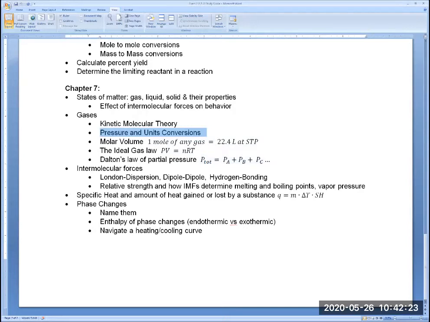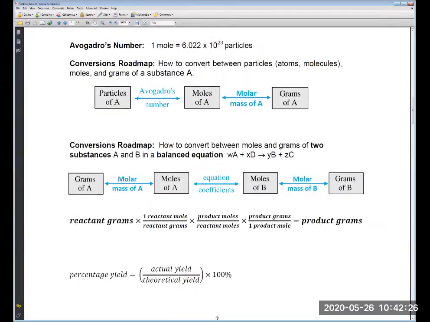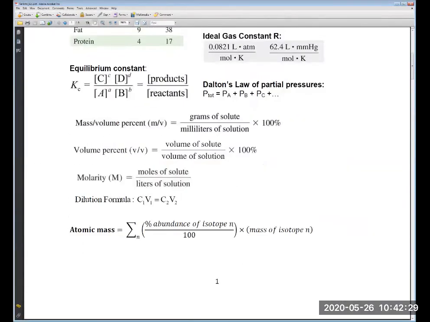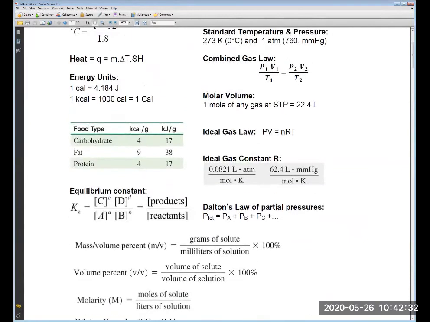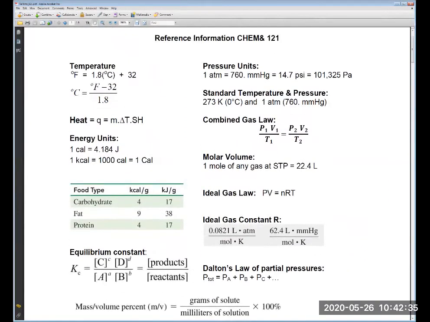Let me go back to the reference. For chapter 7, it's the first page of the reference that you want to have on hand, because here you have the pressure units. It tells you that 1 atmosphere is equal to 760 millimeters of mercury, which is equal to 14.7 psi, which is also equal to 101,325 Pascal. So all of these are equal together, right? It's not just atmosphere with millimeters of mercury, it's atmosphere with psi, pascals with psi, or pascals with millimeters of mercury.